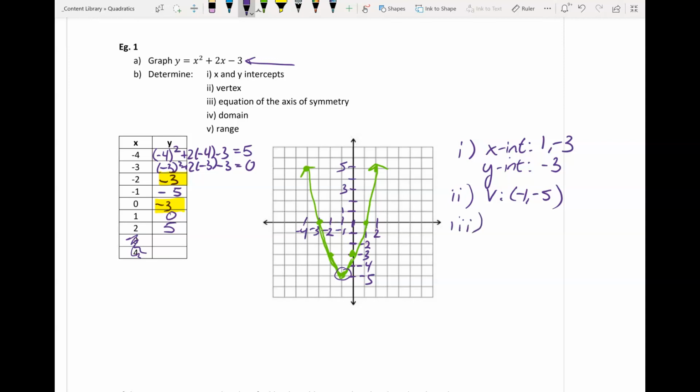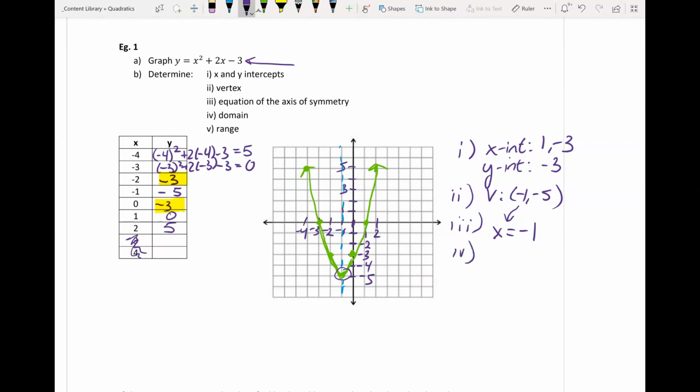Your axis of symmetry is always going to be the x value in your vertex. But we're going to state this as a line, because if I were to draw in the axis of symmetry, it is a vertical line that cuts right through the parabola. And to describe this line, we're going to use an equation. So this is x equals -1. That's the equation of that vertical blue line I just drew. And again, it's always going to be the x value of your vertex.